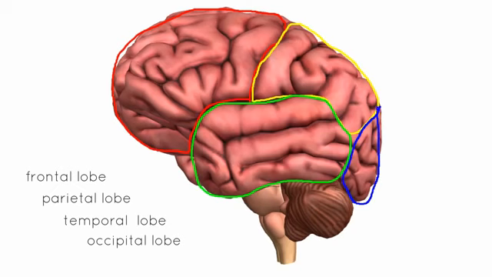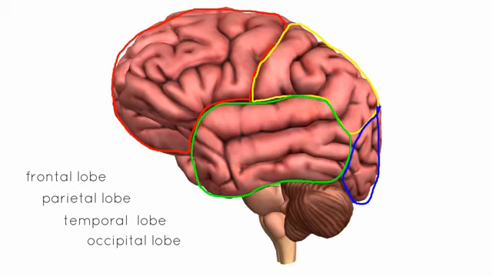So this is quite a rough illustration of the four lobes, but I wanted to show you how the central sulcus and the lateral sulcus are important in defining these different areas. Anterior to the central sulcus you've got the frontal lobe, posterior to it you've got the parietal lobe, and then you've got the lateral sulcus, inferior to which you've got the temporal lobe.